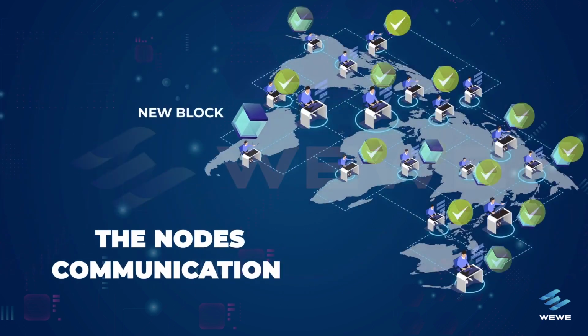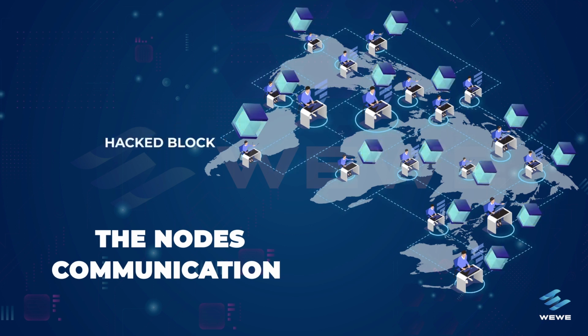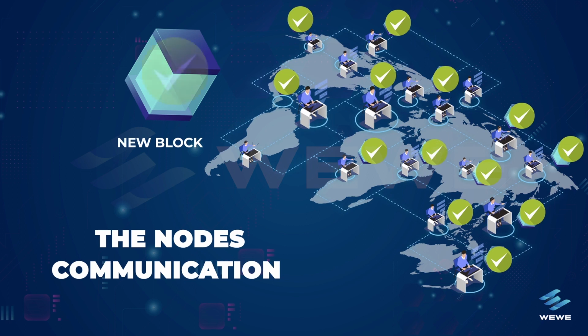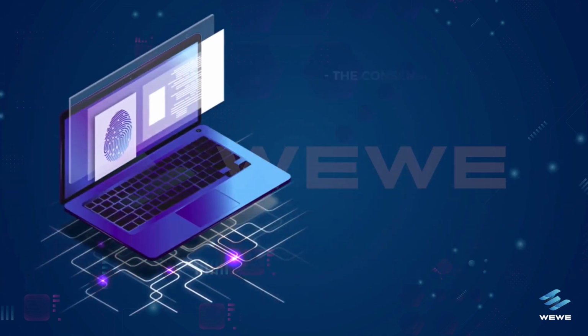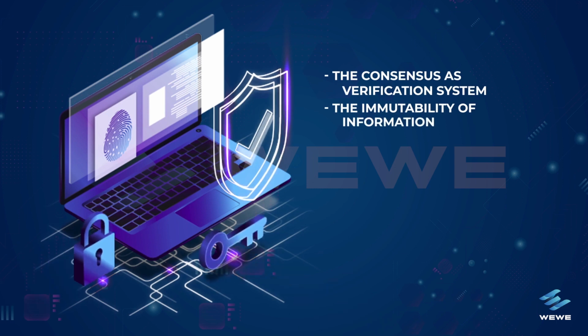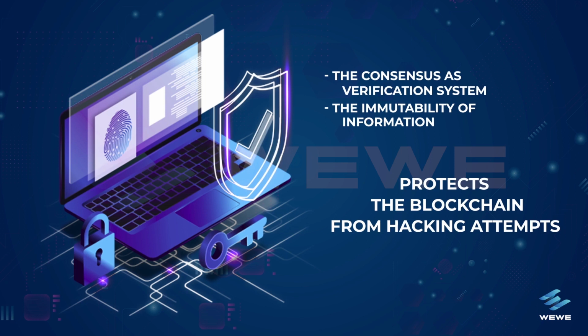If everything is correct, every node adds this block to its blockchain. Any hacked block is rejected by the other nodes in the network. A block correctly entered is accepted by the majority of the network and achieves consensus by all network nodes. The consensus as verification system and the immutability of the approved information protects the blockchain from all sorts of hacking attempts.